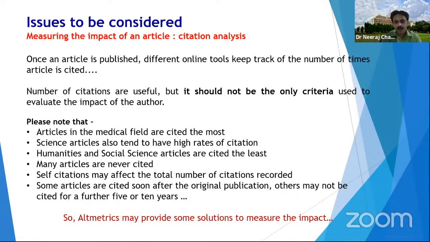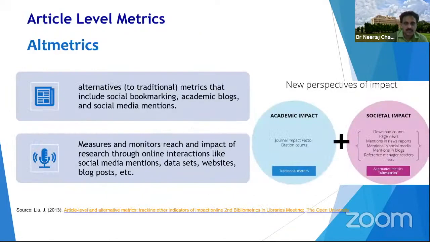So altmetrics may provide some solutions to measure the impact, right? Because you need not wait for 5 years or 10 years. Altmetrics is one of the sources which can provide immediate reactions of the people. Okay, so what is altmetric? Altmetric will provide the academic impact as well as the societal impact of the papers which you have published. This is one of the alternative metrics to the traditional ones.